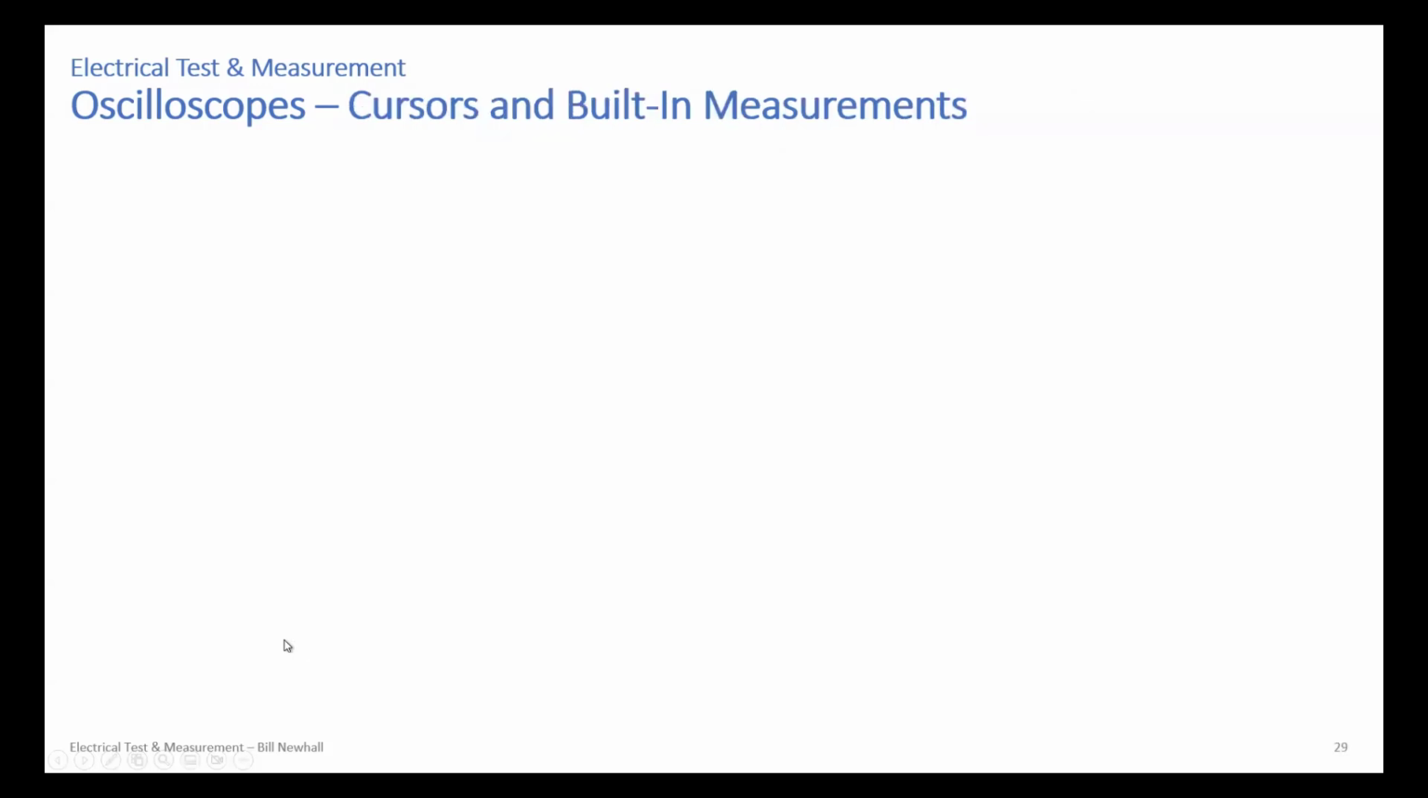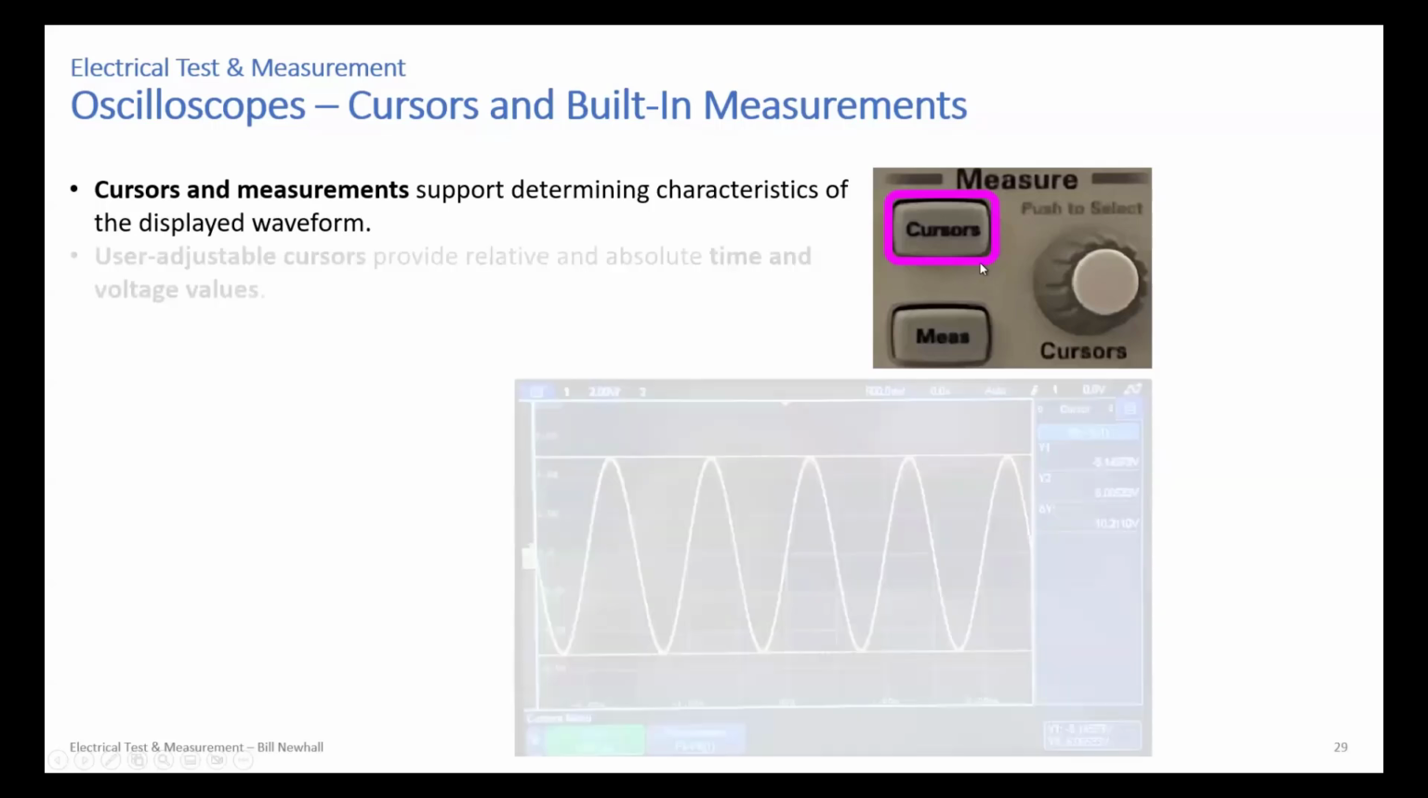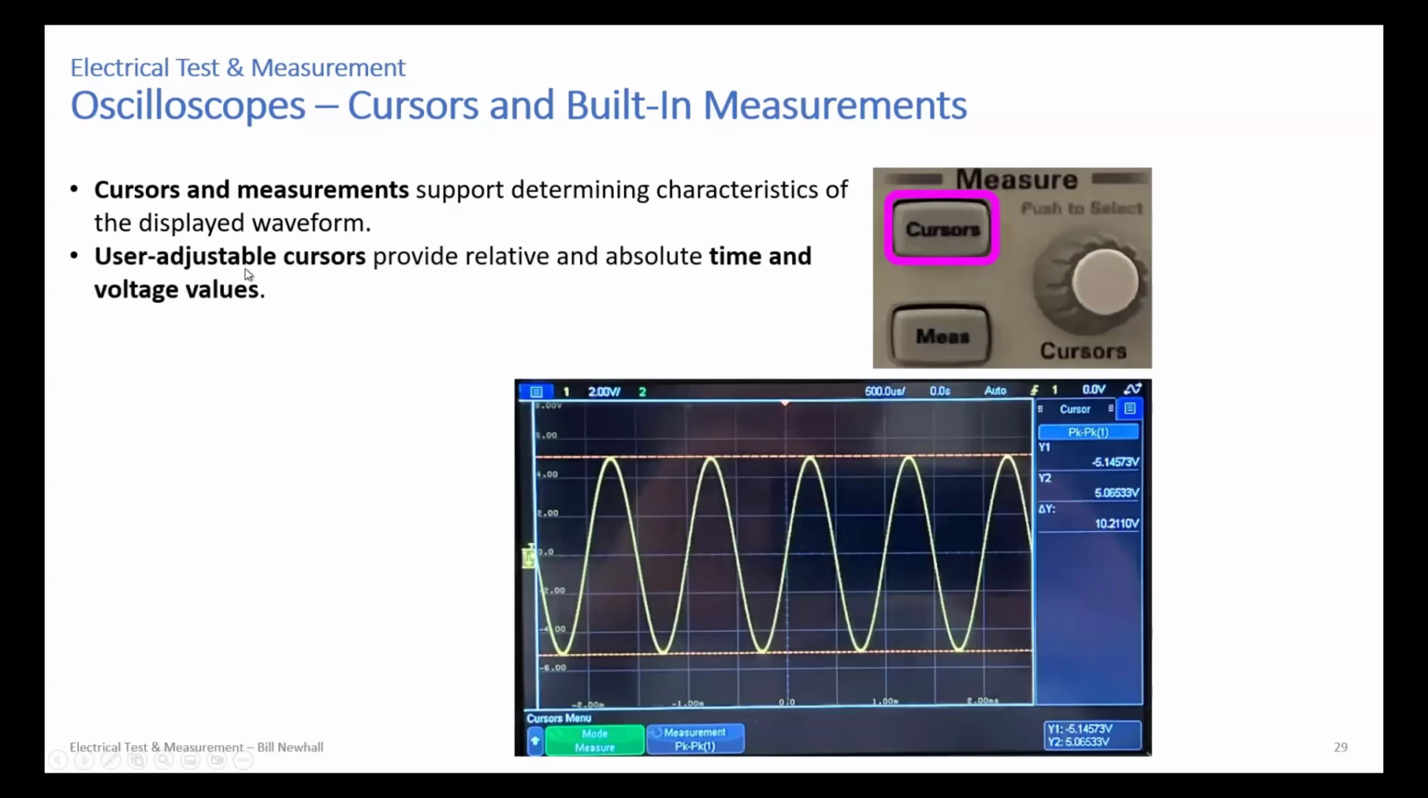Oscilloscopes have cursors to do measurements and also built-in measurements. So if you go to your scope in lab, there's this cursor button. You can use these to determine certain characteristics, time or voltage, of the waveform you're looking at. There are user adjustable cursors. So you turn a knob, you're the user, and you can adjust these cursors to provide relative time and voltage values and absolute time and voltage values.